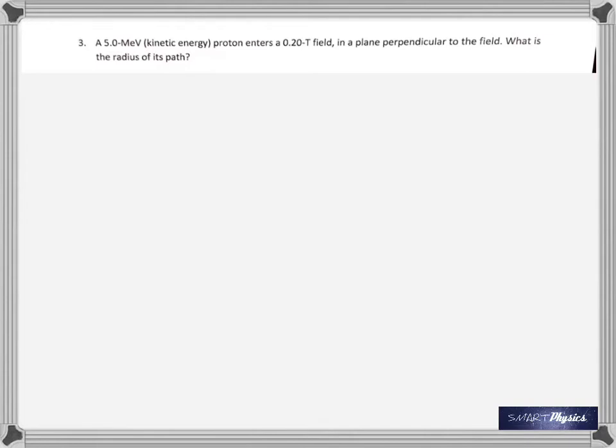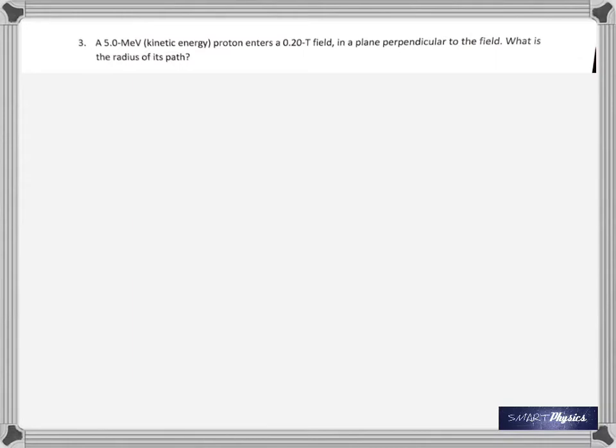In this question, a 5 mega electron volt kinetic energy proton enters a 0.20 Tesla field in a perpendicular plane to the field. What is the radius of its path? You know that when a charged particle enters a magnetic field perpendicular to it, it's going to make a circular path.